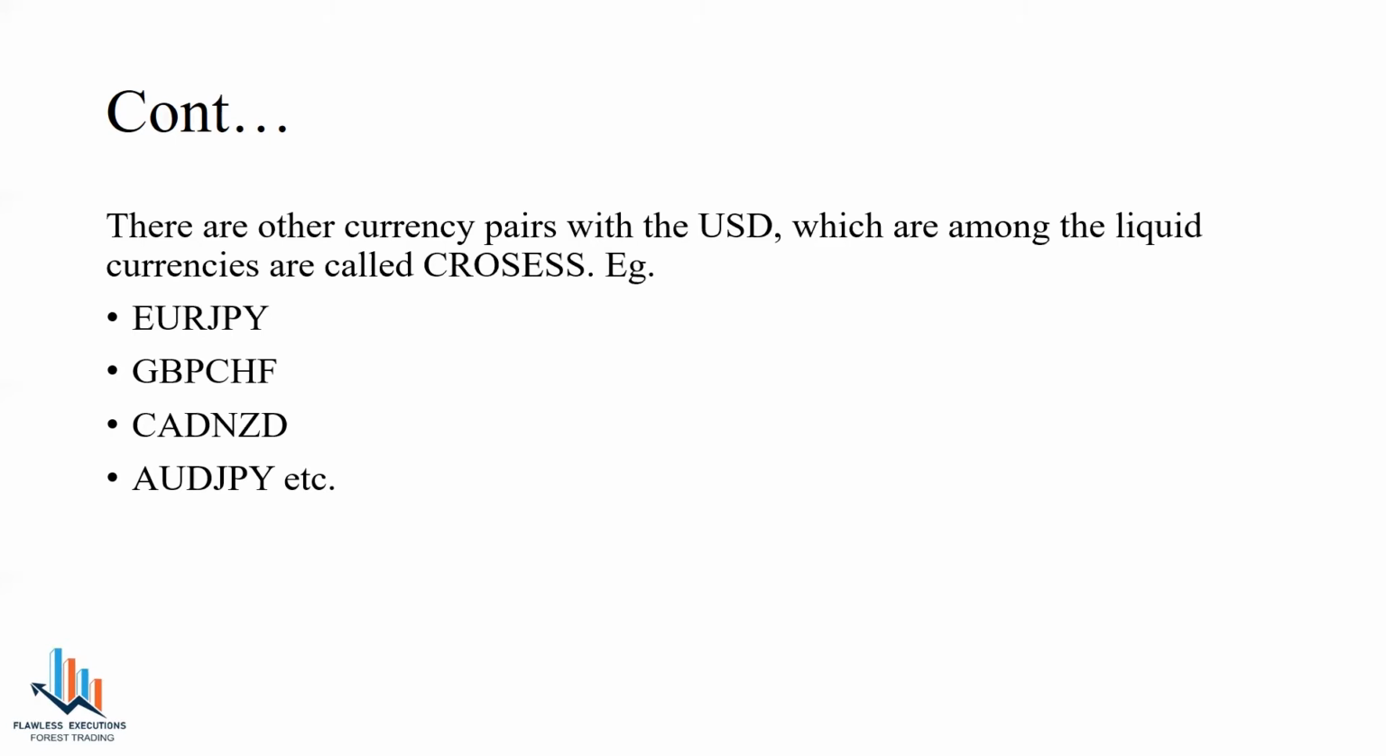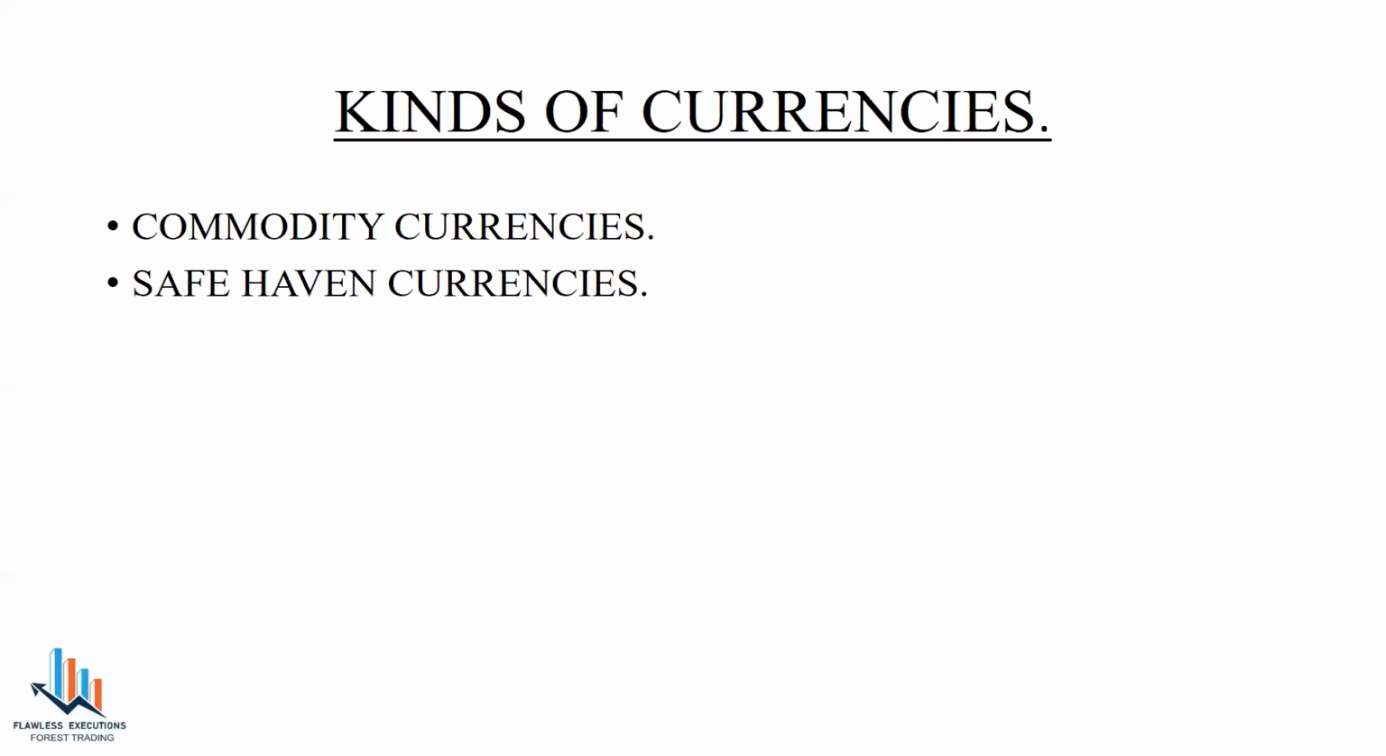So if we pair the other 7 most liquid currencies with themselves, then we have what we call crosses. Then also we have kinds of currency pairs, and all we are saying about currency, we are all concentrated on, or we are all talking about, the 8 most liquid currencies. No other currency. We are talking mainly about the 8 most liquid currencies that I've named earlier in the previous slides. So the kinds of currency, we have commodity currency, we have safe haven currencies.